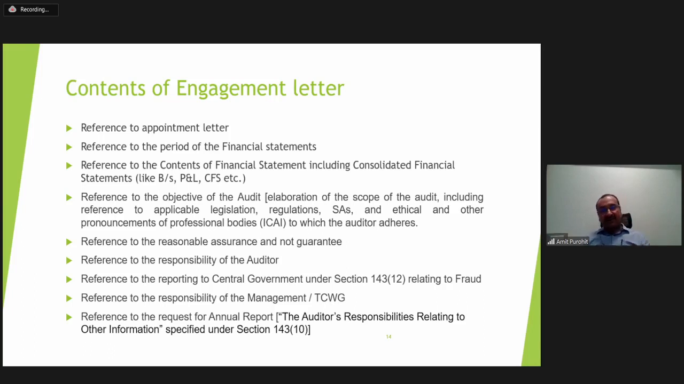Now, it will also give the reference of the contents of the financial statements, like consolidated financial statements, even in financial statements like balance sheet, P&L, cash flow statements, statement of changes in equity, etc. Then it will also give reference to the objectives of the audit, the elaboration of the scope of the audit, including reference to applicable legislation, regulations, standards on auditing, and ethical and other pronouncements of the professional bodies to which the auditor adheres.